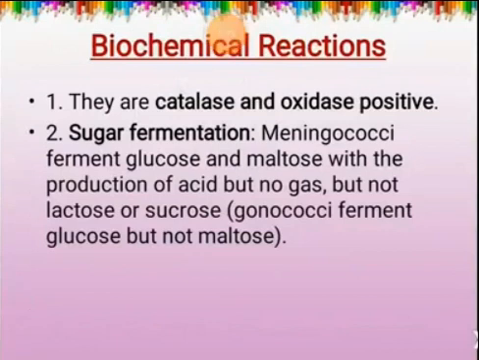Regarding biochemical reactions, Neisseria gonorrhea, like all other groups in the genus Neisseria, is catalase and oxidase positive. The important differentiation point between gonococci and meningococci is sugar utilization. Meningococci utilize glucose and maltose, while gonococcus, or Neisseria gonorrhea, utilizes glucose only with the production of acid and no gas. There is no lactose or sucrose utilization. Only glucose and maltose are utilized by Neisseria meningitidis, while Neisseria gonorrhea utilizes glucose only.